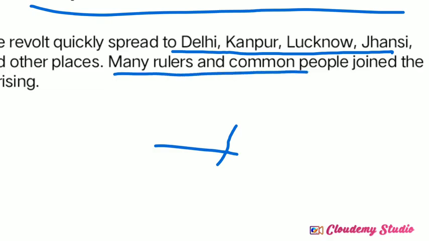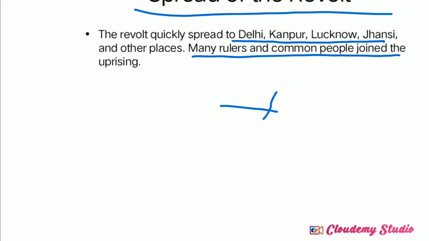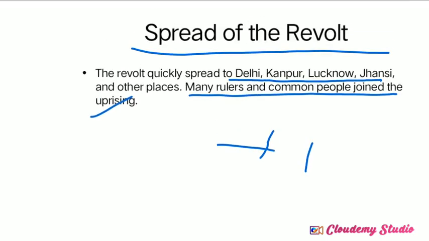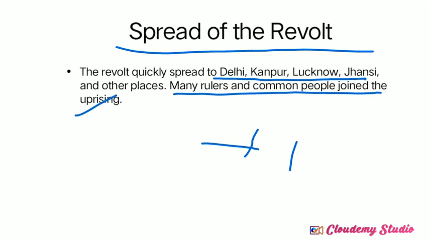Many rulers and common people also joined the uprising. So that's a very important thing. This only we call the spread of the revolt of 1857. Very fast it started to spread to many different regions, including the rulers and the common people. Many different sections of Indian society joined hands with the Indian soldiers.